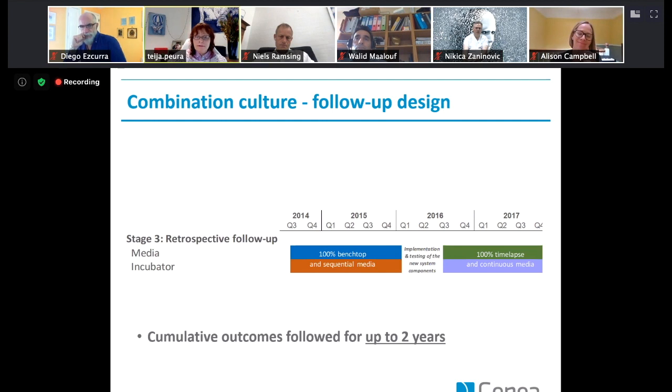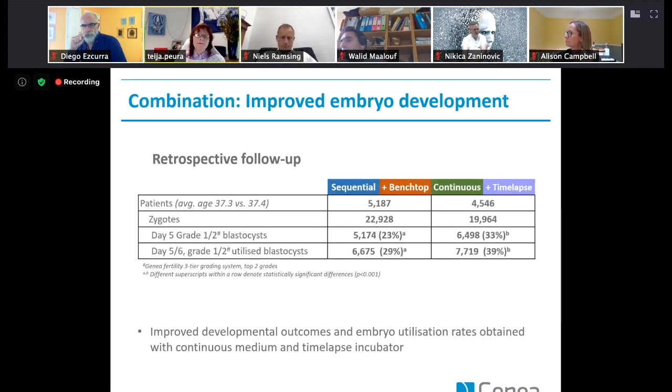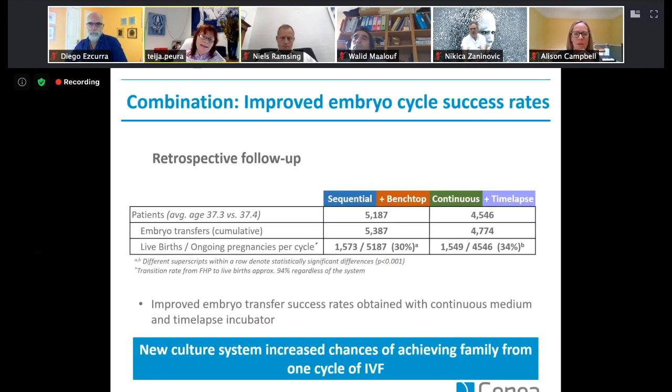And again, cumulative outcomes were followed for up to 2 years. And in between, you see there was a period when all these different implementation tests and studies were conducted. And no surprises, indeed, the combination of continuous media and time-lapse resulted in significantly higher development rates, which surprised absolutely nobody. However, interestingly, this time, and maybe largely because of the significantly higher number of embryos as well, overall this study covered about 40,000 cycles.